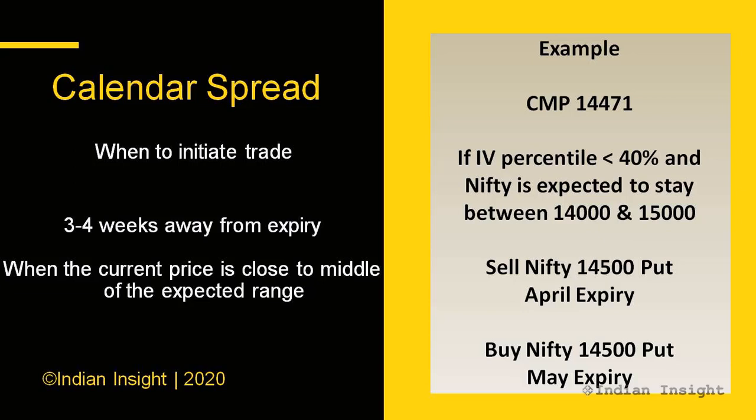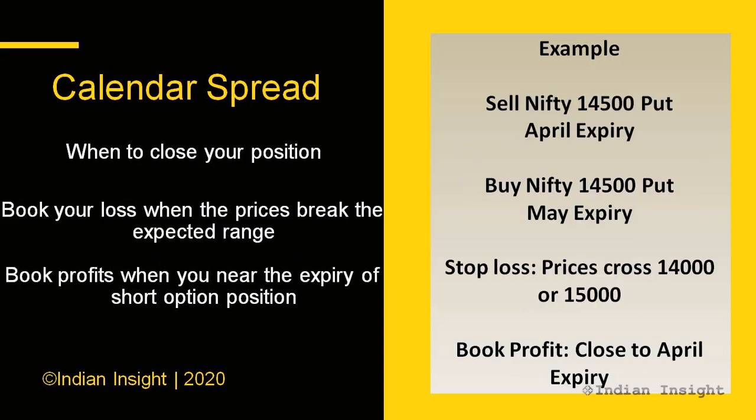Now the next important question is, when do you close this trade? Now in terms of booking your losses, once your trade violates your market outlook, you should close your trade. So for example, here if your outlook is that the prices would stay between 14,000 and 15,000, then you can exit your trade once the prices violate these levels on either side.